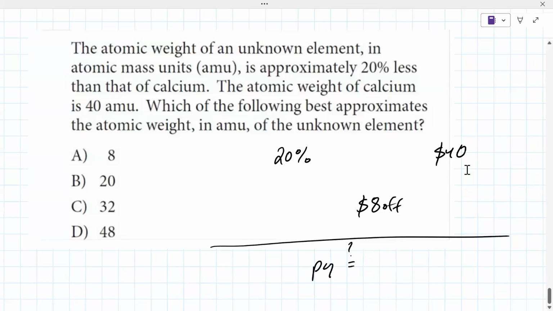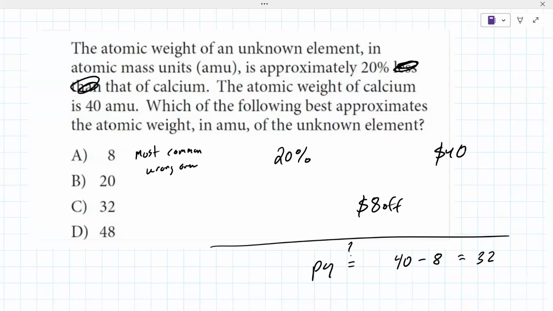You don't pay 8. You pay 40 minus 8. So 32. What you gave me is why A is there. I say it this way: A is the most common wrong answer. Oh, 20% less than. Yes. One word makes all the difference. If it said 20% of the total, then it would be A, but it doesn't.